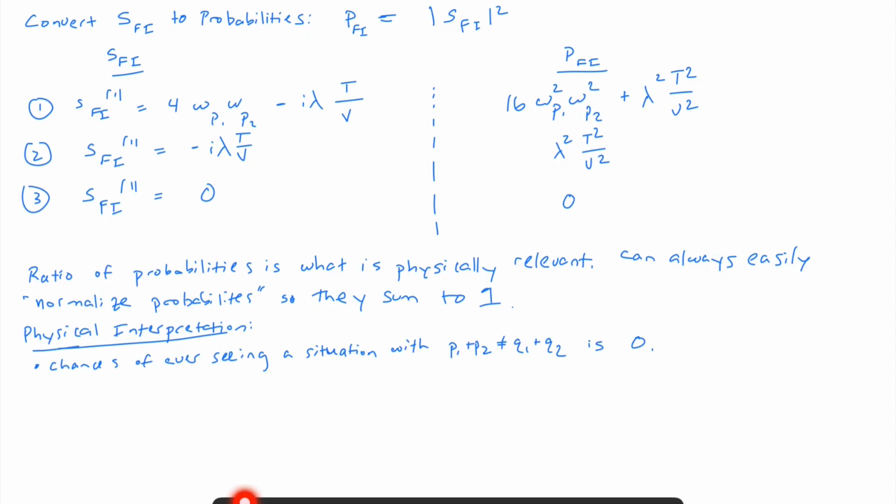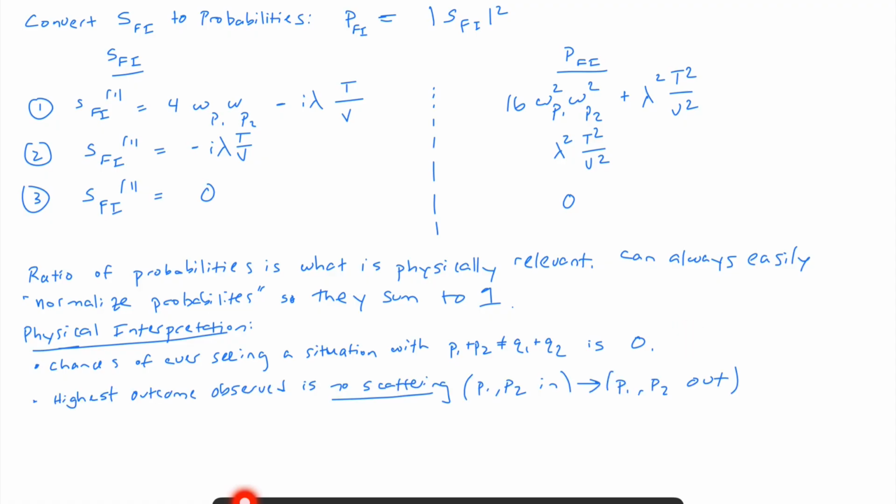The physical interpretation is basically this. Now up to first order, the chances of ever seeing a situation where you don't have momentum and energy conservation is zero. So this is our prediction up to first order, that if you do your particle accelerator experiment, you will never see a result that has no momentum conservation. That's consistent with our experiment. So the theory is very good so far.